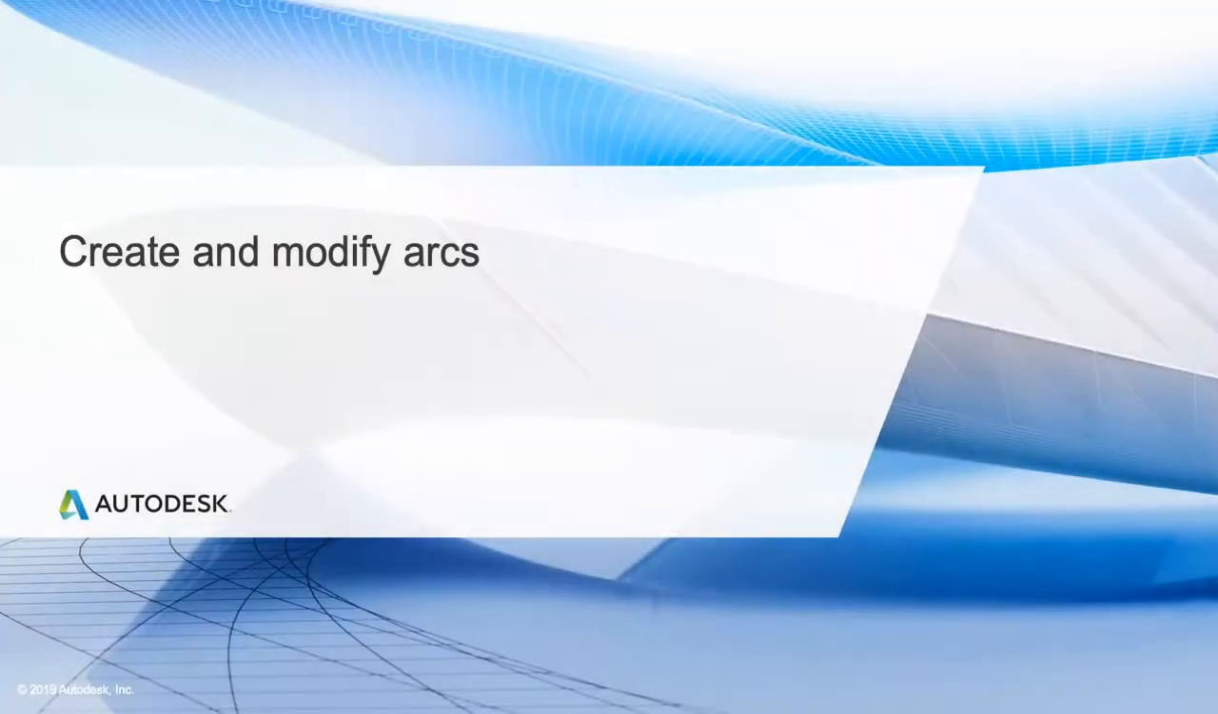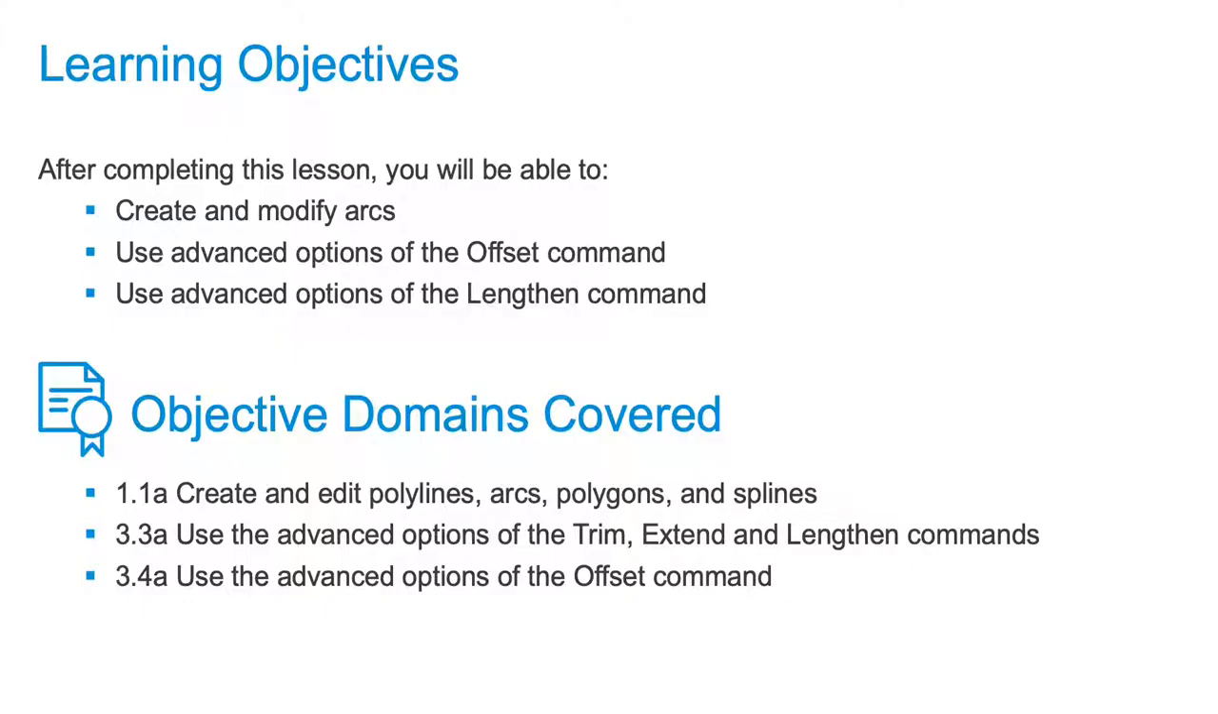To create an arc, you can specify combinations of center, endpoint, start point, radius, angle, chord length, and direction values. Arcs are drawn in a counterclockwise direction by default. To switch the direction of an arc, hold down the control key as you drag in a clockwise direction.